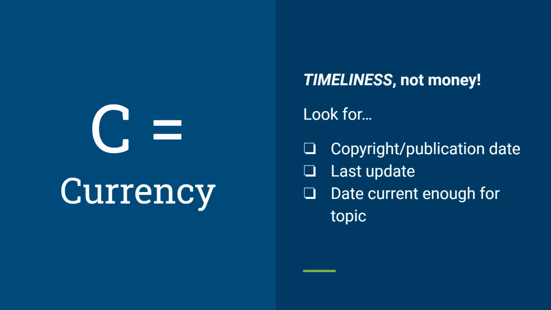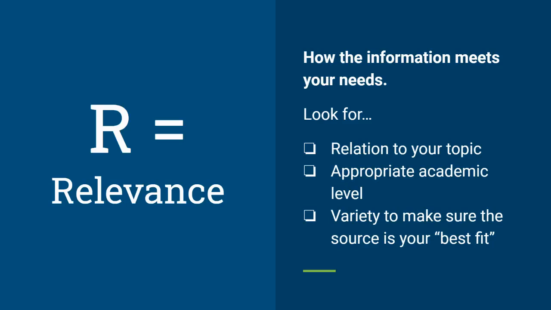So our C, it means currency. And we're talking about the time that it was published, not meaning money. So in this case, you want to look for the copyright or the publication date. You also want to be aware that on the internet, people update stories as well. So you want to look at the date of the last update. And you want to make sure that it is current enough for your topic.